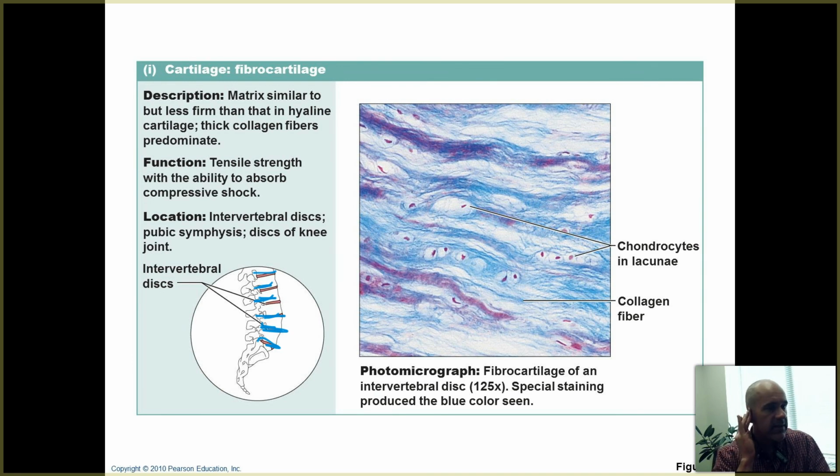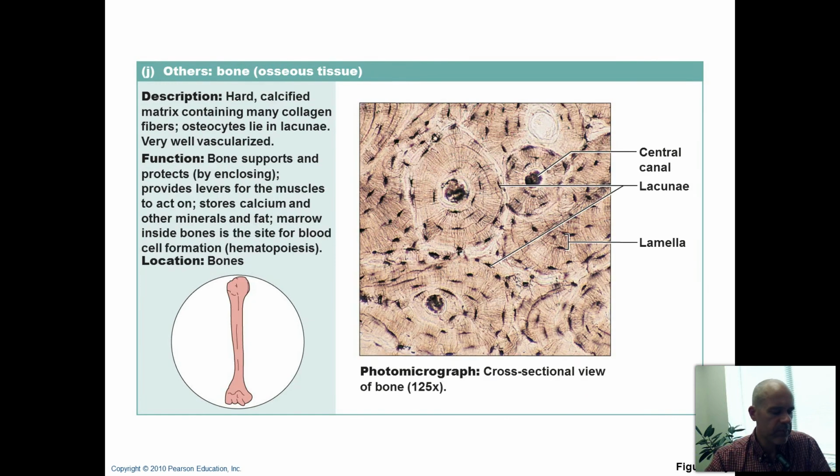Elastic cartilage has a lot of elastic fibers. Fibrocartilage has lots and lots of collagen fibers in it to help prevent stretching and pulling.